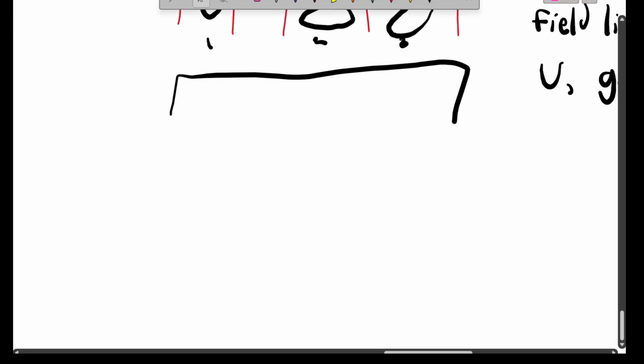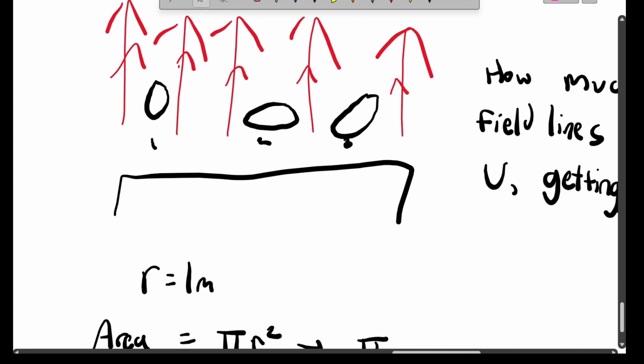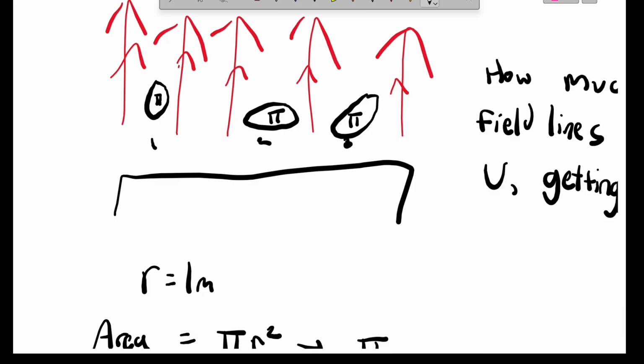Well, first of all, for the sake of simplicity, let's say the radius is a meter. The area of a circle is pi r squared. R is 1, so you could just say pi. So the area here is pi, the area here is pi, and the area here is pi as well. Now, we could start with the second shape.